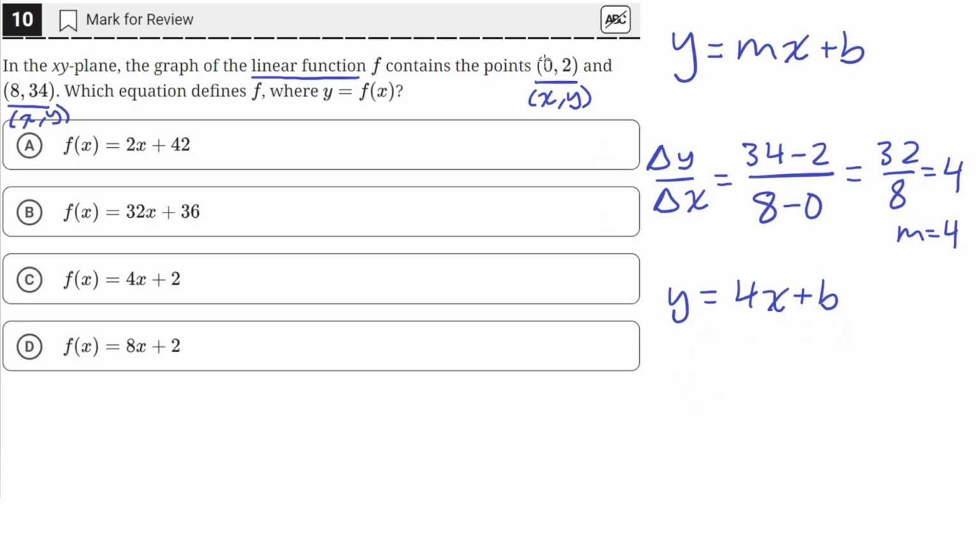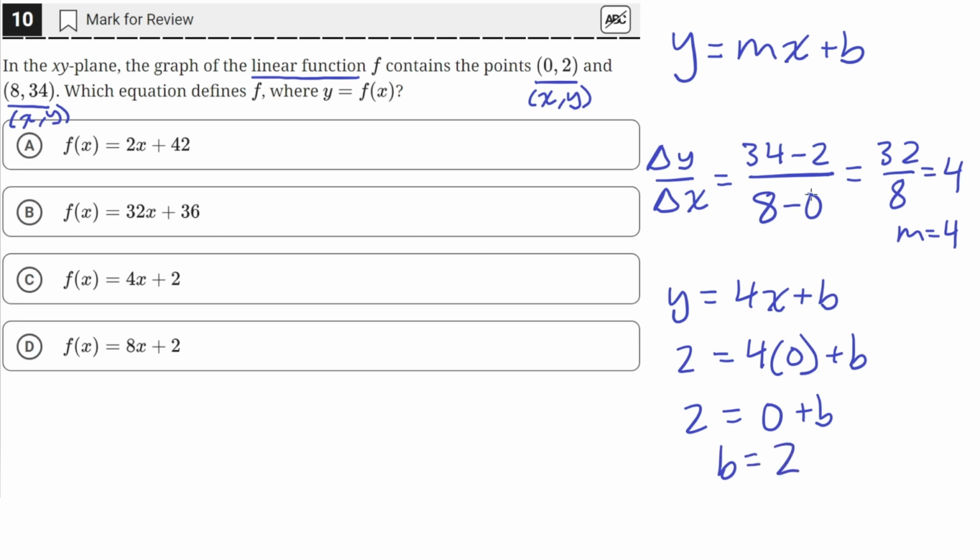So let's use the point 0, 2. So we'll plug in 0 for the value of x. So we'll have 4 times 0. Then we'll plug in 2 for the value of y. So y will be 2. And then we'll solve for the value of b. So 4 times 0 is just 0. So we'll have 2 equals 0 plus b. So b is equal to 2.